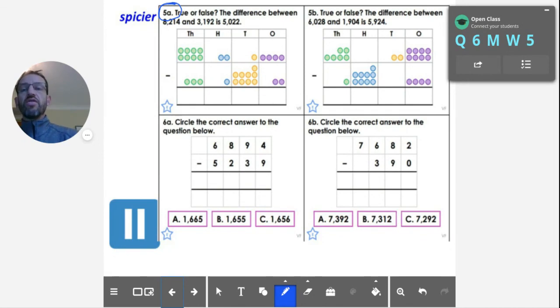So, difference between 8,214. Finding the difference is subtraction. Take away. Check these are correct. 8,214. Yeah. Write it out, calculate it.